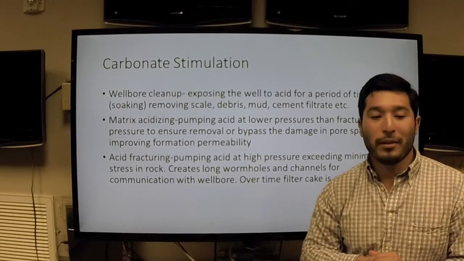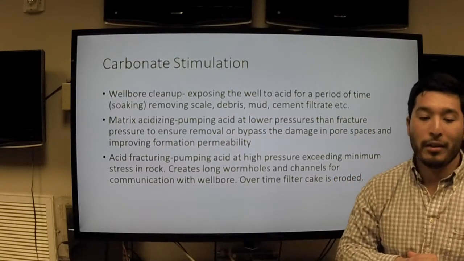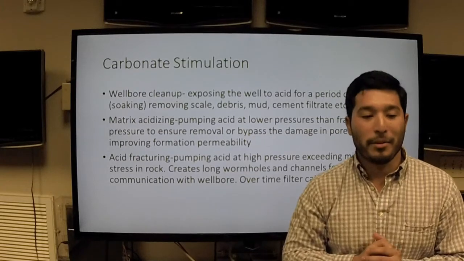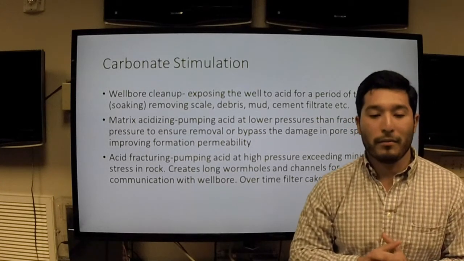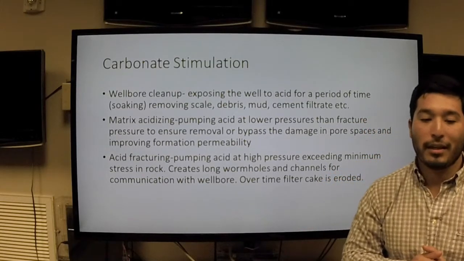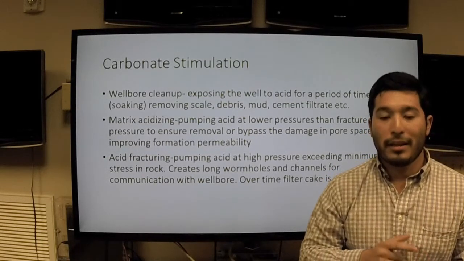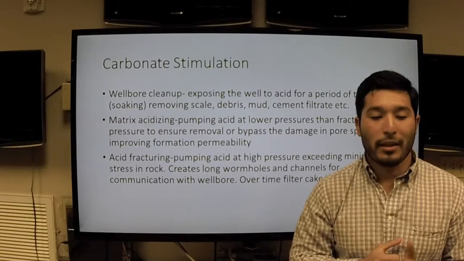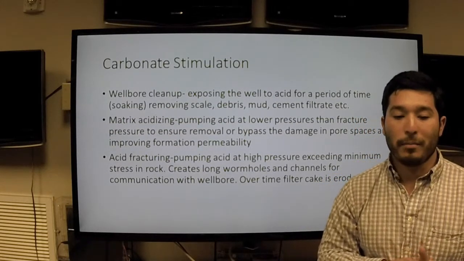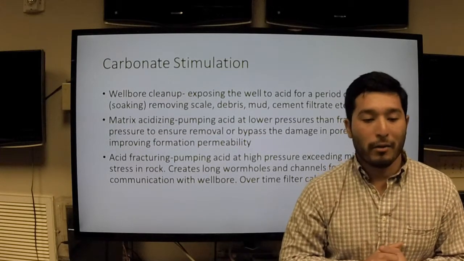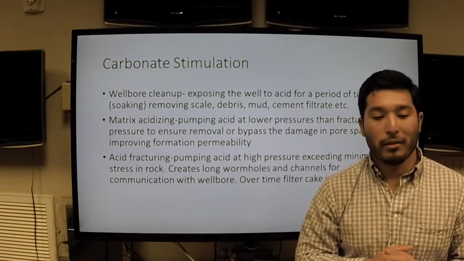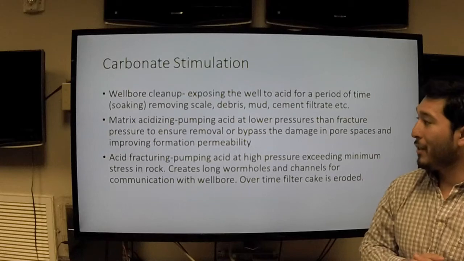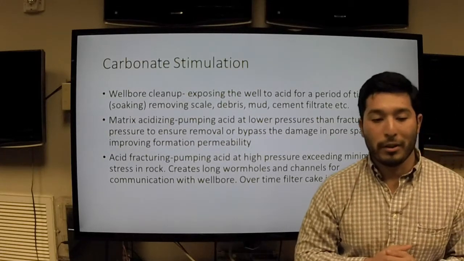The main objective in carbonate stimulation is to create a conductive flow path and bypass the damage. Hydrochloric acid is one of the commonly used products in fracturing and matrix acidizing in carbonate reservoirs. The acid is highly reactive with carbonates, and it is economical, and there is an abundant supply around the world. A great quantity of options are available for acid stimulation techniques, including wellbore cleanup, matrix acidizing, and acid fracturing.